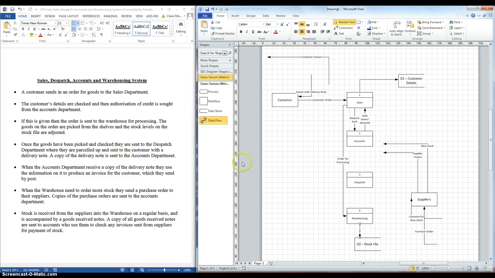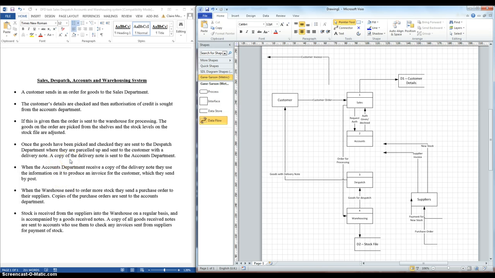Once the goods have been picked and checked, they are sent to the dispatch department. Goods for dispatch, where they are parcelled up and sent to the customer with a delivery note. Okay, so we already had this flow here, so I'll just change where this goes. It doesn't matter if we have lines crossing as we do here. As you can see, all Visio does is a little bump to show that this line is crossing over that one. So you don't get mixed up with whether this line is going up here, for example. So the goods are sent with a delivery note.